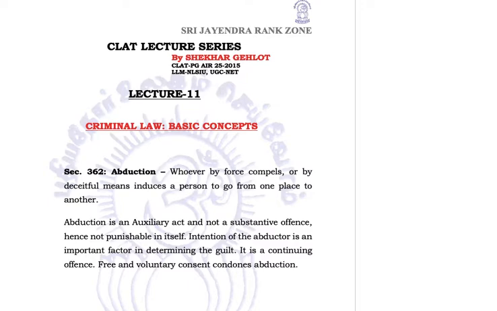Okay. So in the previous lecture we discussed what kidnapping is. Kidnapping, like we discussed, involves kidnapping a minor, and a minor is below 18 if a girl and below 16 if a boy, and any unsound person. Now suppose someone kidnaps a major person, an adult. What do we call it? That is called abduction.